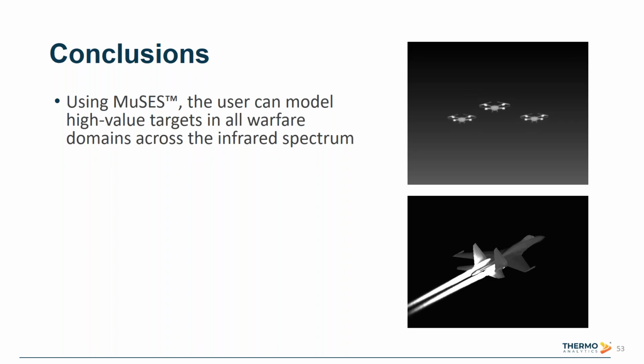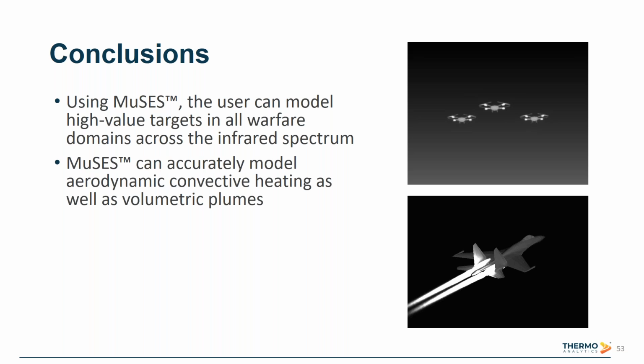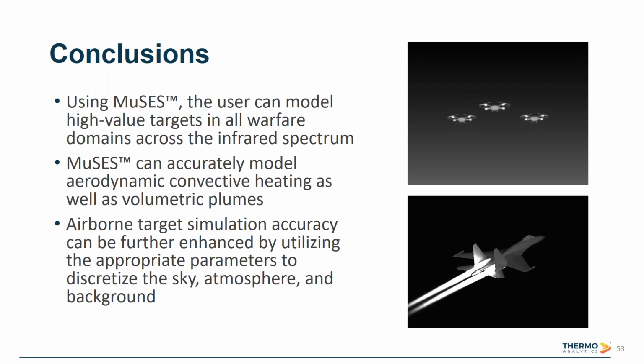Throughout this webinar, we have seen that using MuSES, the user can model high-value airborne targets across the infrared spectrum. We have talked about how MuSES can accurately model different aspects of airborne target modeling, such as aerodynamic convective heating, along with incorporating volumetric plumes into the model. And finally, the simulation accuracy of airborne targets can be enhanced by including appropriate sky, atmosphere, and background settings to replicate real-world phenomena that would be seen by a sensor.